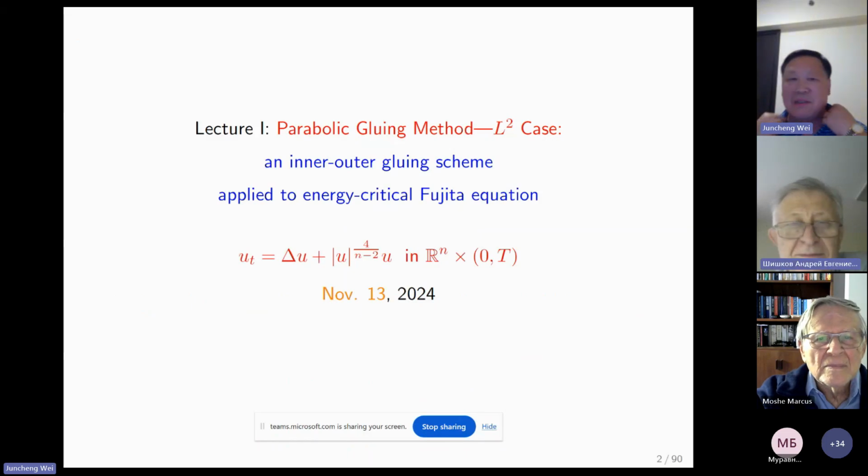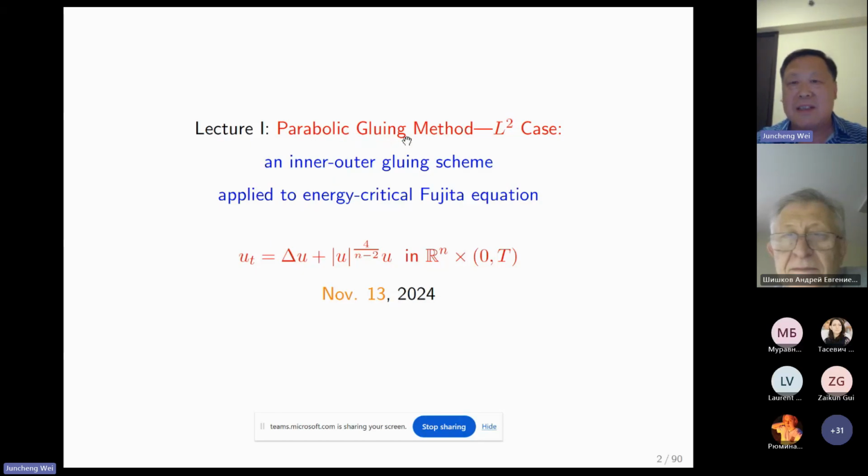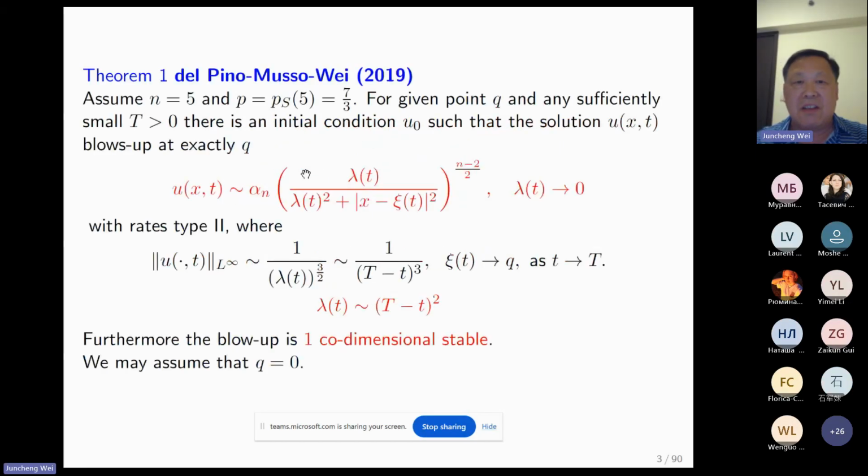So let me continue from yesterday's talk. I will discuss the parabolic gluing method. Yesterday I discussed the L2 case, the inner-outer gluing for the energy critical problem, and we considered dimension 5, and we want to construct a blowup solution with this blowup rate.